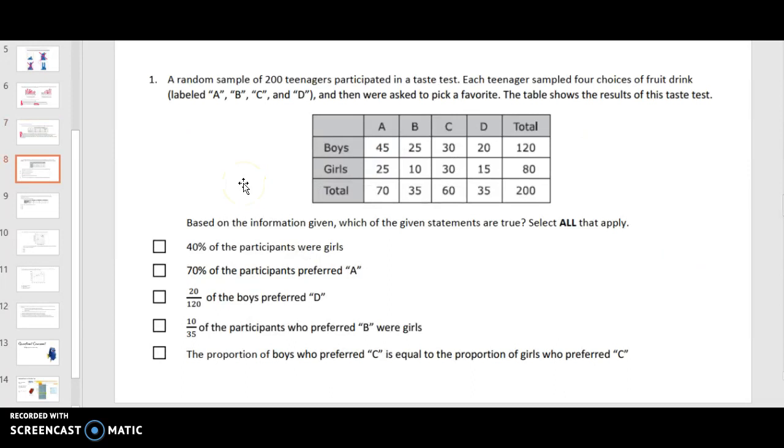Alrighty. So let's go ahead and do this one. Just so you know, if I don't finish this one within this video, I'll finish it in part 2.